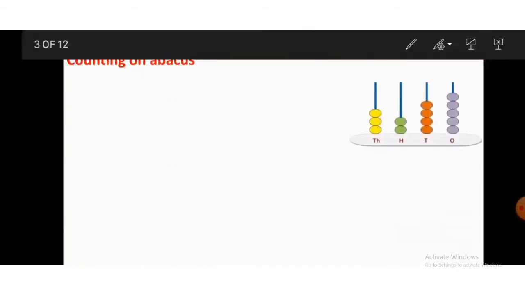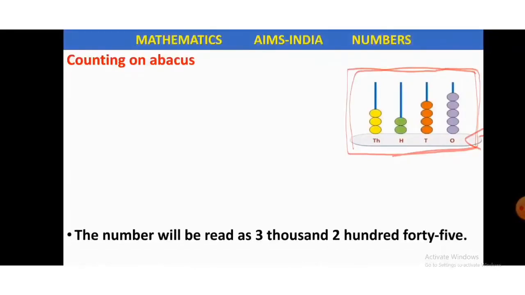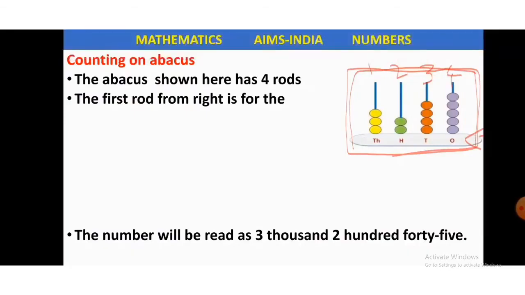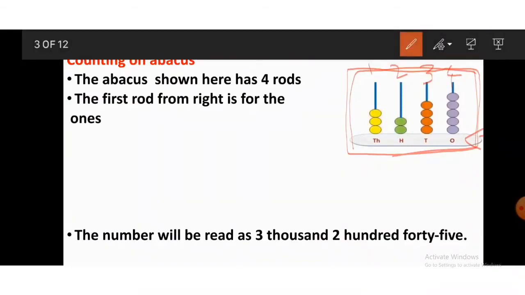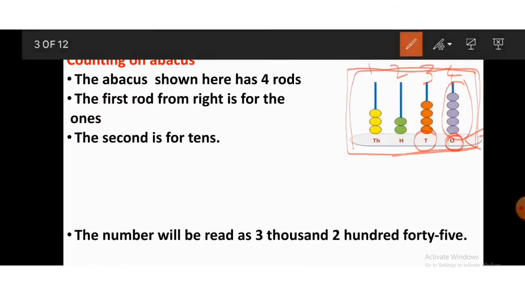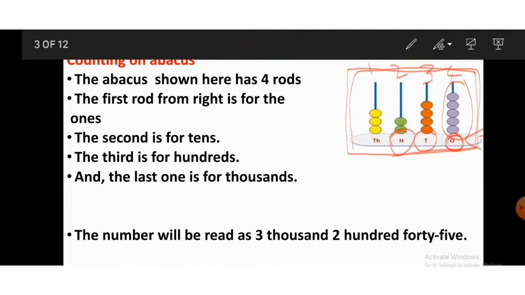For your easier understanding, let us solve this. Let us find out the place values of numbers on this abacus. See, the place values are written here at the bottom, right? It has 4 rods. How many rods? Abacus has 4 rods. 1, 2, 3 and 4. The first rod from the right is for the ones. It's written down here. The first rod from the right is for the ones. Second rod is for tens. Third rod is for hundreds. And the fourth one is for thousands.